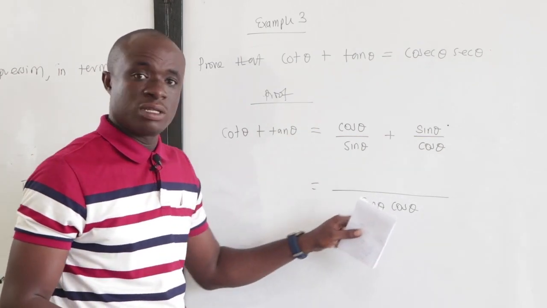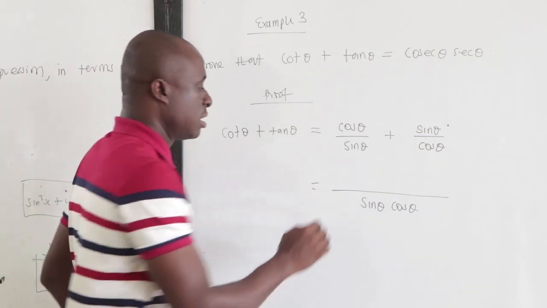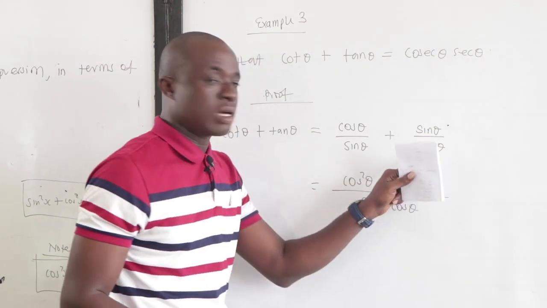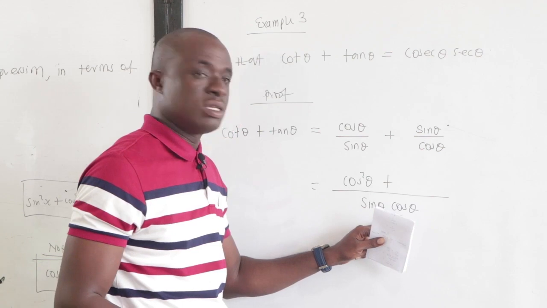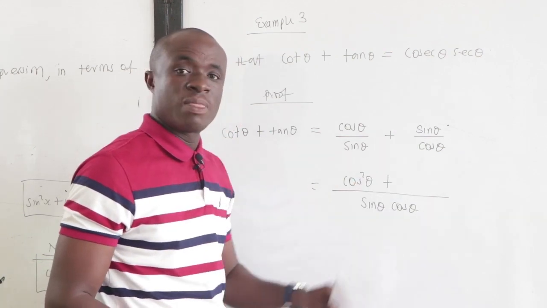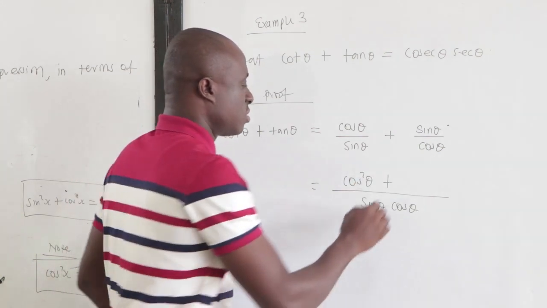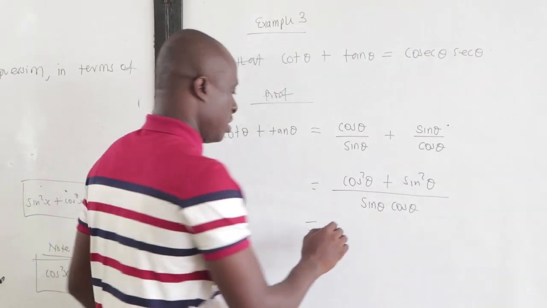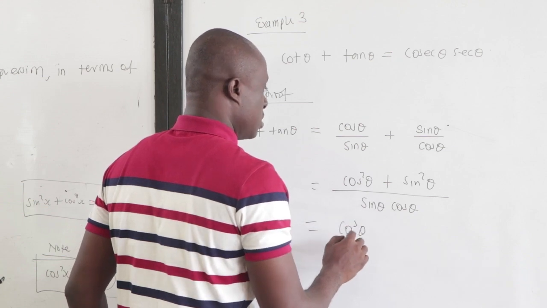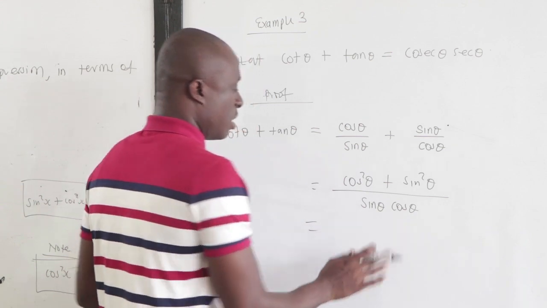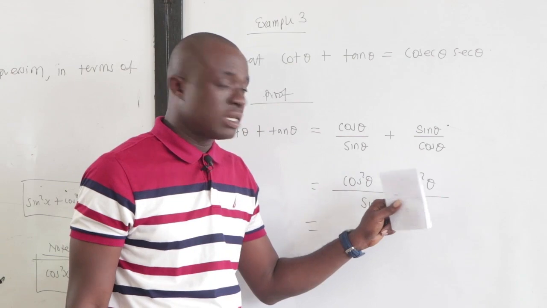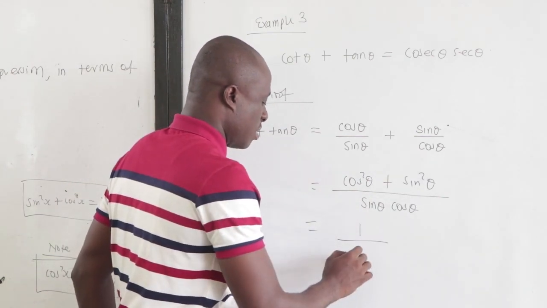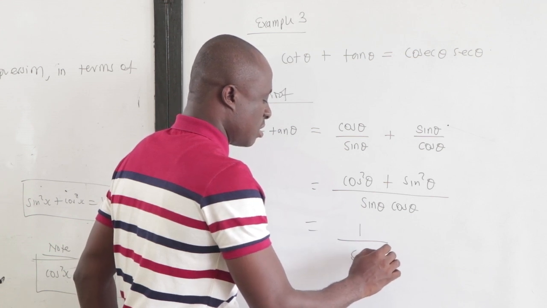This sine theta will cancel this sine theta. Cos theta times cos theta, this will be cos square theta plus, look at this, cos theta will cancel cos theta, sine theta times sine theta, and this will give us sine square theta. Now, what is cos square theta plus sine square theta? We're able to deduce that it is 1. So you have 1 all over sine theta cos theta.